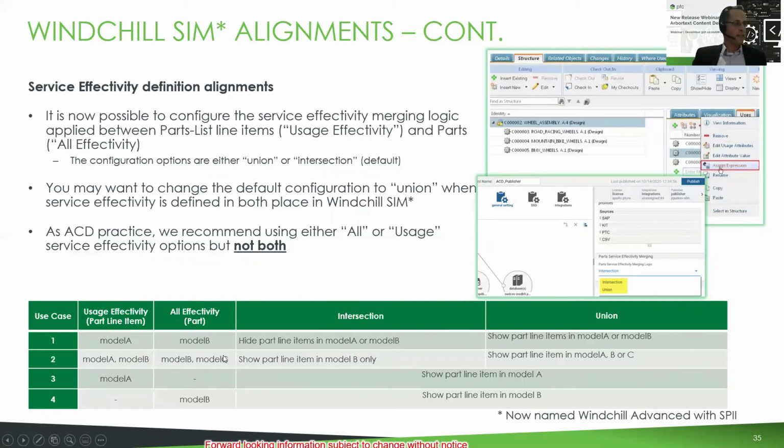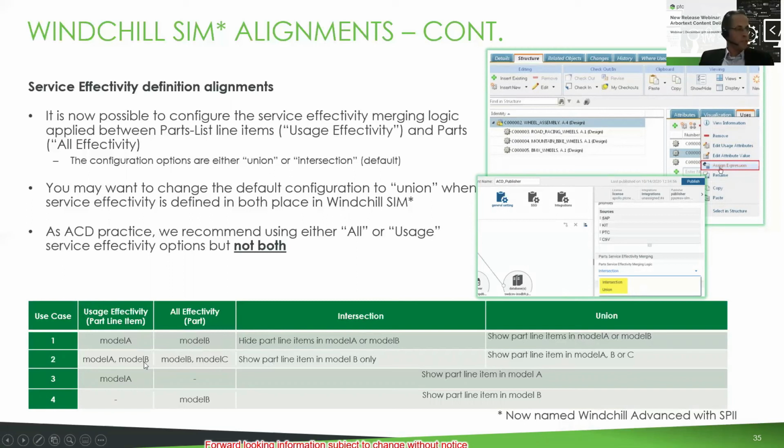This caused a couple of inconsistencies while trying to publish the effectivities that are defined in SIM, and created some mismatch while trying to view those in ACD. But now in ACD, we are exposing a part service effectivity merging logic that allows you to set the desired logic for how to combine the effectivities defined on the usage versus all. So you can select between intersection or union. By default, we are still using intersection, which means that if you have different models on each, intersection will lead to nothing, whereas union will lead to showing both.